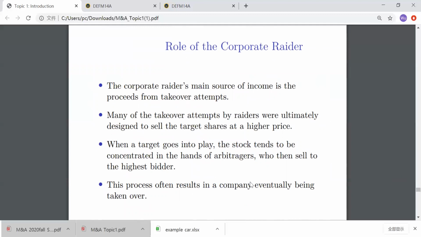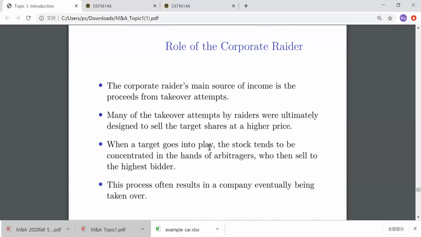And because we have hostile takeovers, there is also the emergence of corporate raiders. Basically, what is a corporate raider? The corporate raider profits from takeover attempts. It doesn't matter whether the takeover materializes. The important thing is that the raider profits from the attempts, because we all know that when there is a takeover attempt, the target stock price will increase. So this will bring profits to the corporate raider. How they do it is that they will try to acquire stakes in a target firm beforehand.